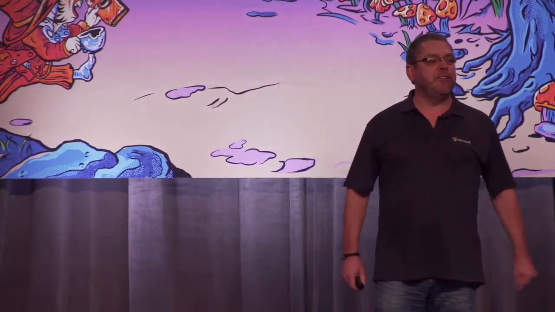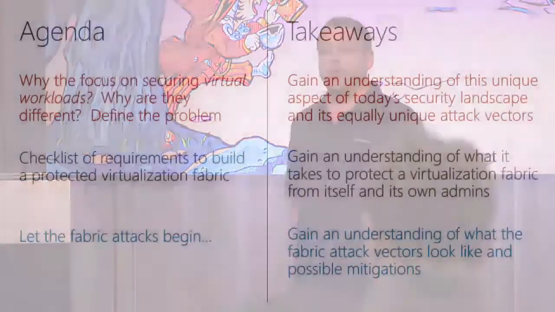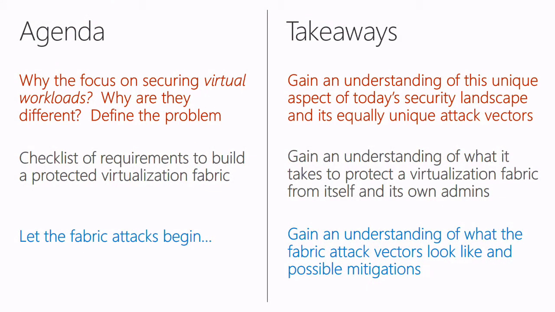All right, my name is Dean Wells. I'm a program manager in the Windows Server team. Specifically, I work on assurance technologies. What we're going to be talking about today is specifically what sort of attacks are unique to virtualization fabrics. Obviously, there is somewhat of a bias here toward Hyper-V, but these attack vectors are pretty much universal. They'll work on VMware and the rest of the field as well.